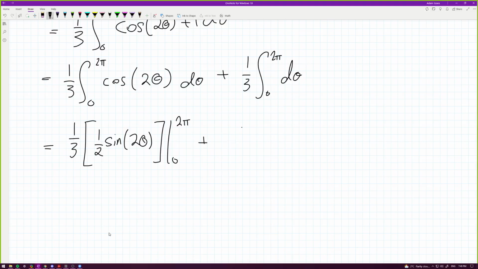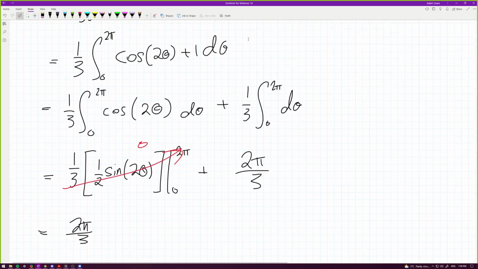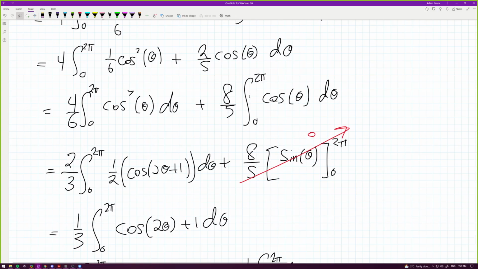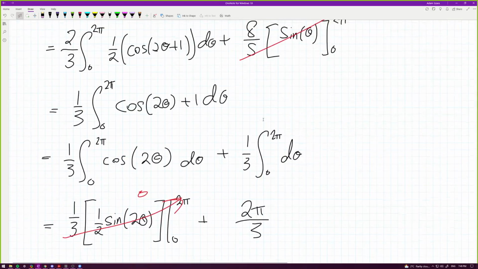Plus, and this is just going to be 2 pi over 3. Right? And then here, that's also 0. So it looks like 2 pi over 3 is our answer. Assuming I didn't make any mistakes in there, but I think I'm good. Yes, I actually am good. I checked this on Wolfram, and that was the answer.